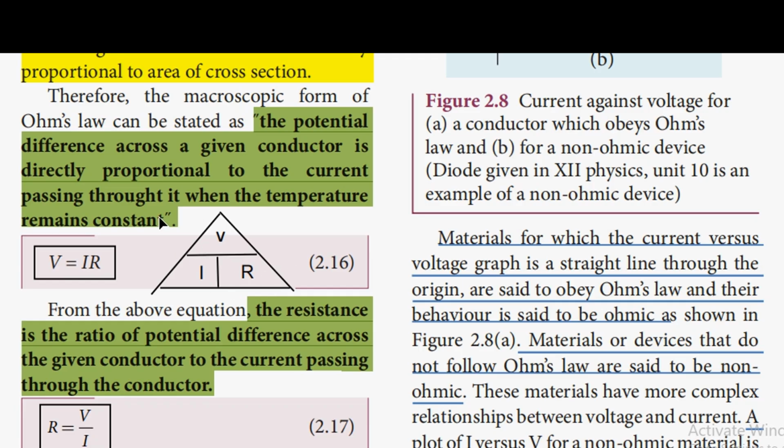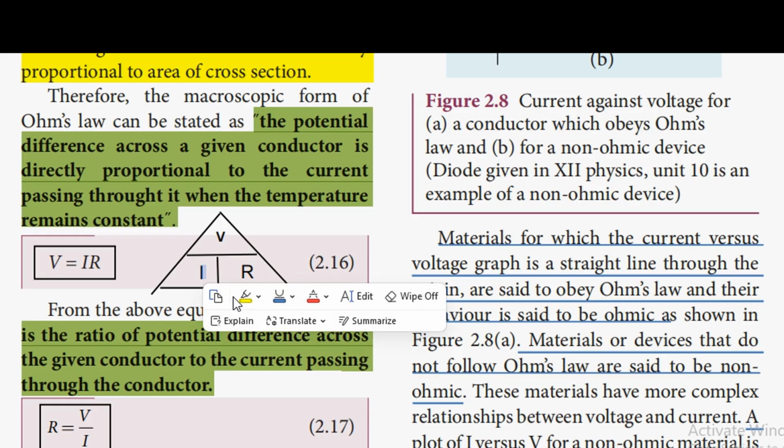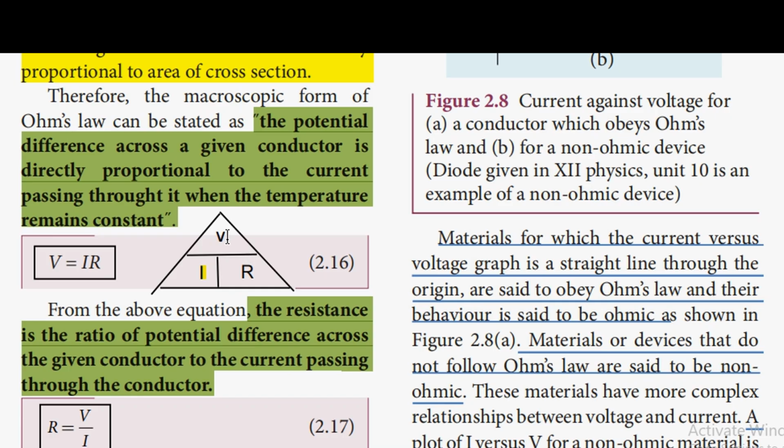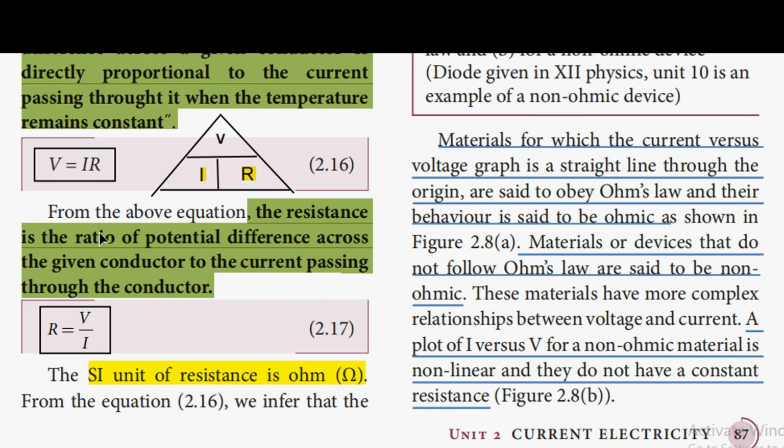And if we want to find out I, that's given by the ratio of voltage to the resistance. And if you want to find out R, that's given by the ratio of voltage to the current I. Then from the above equation, the resistance is the ratio of potential difference across a given conductor to the current passing through the conductor. Therefore, R can be written as V by I. What is the SI unit of resistance? That's given by ohm, represented by the symbol omega.